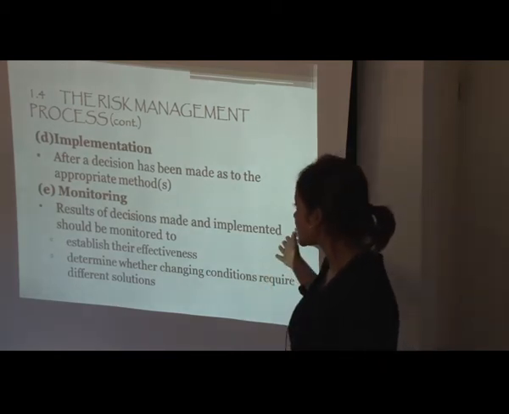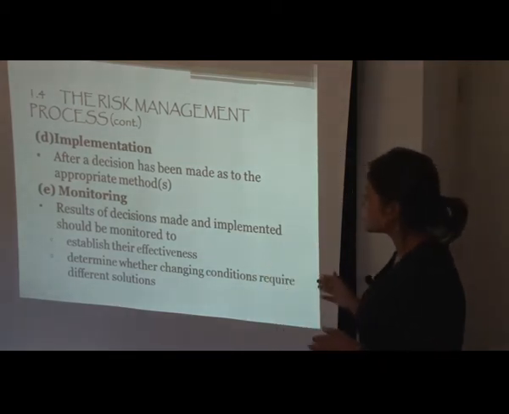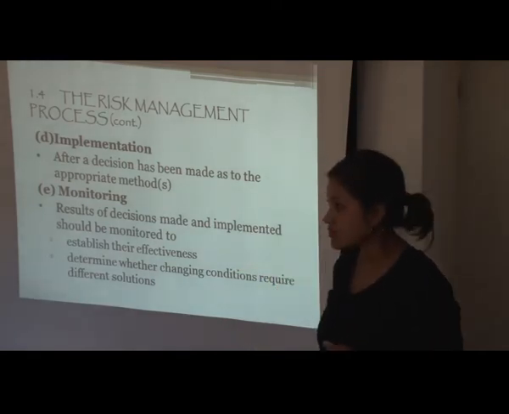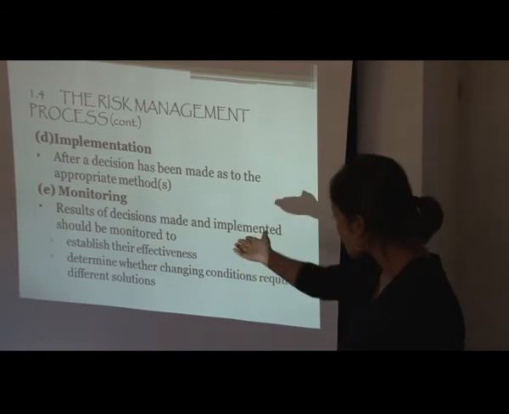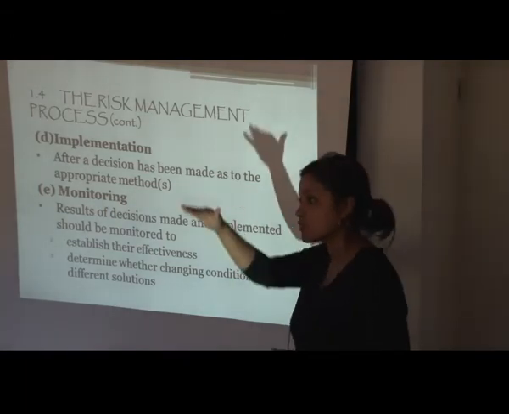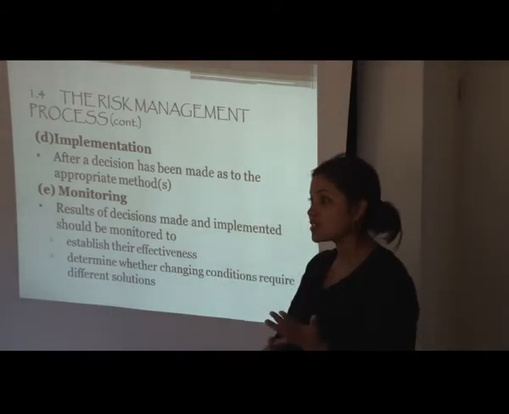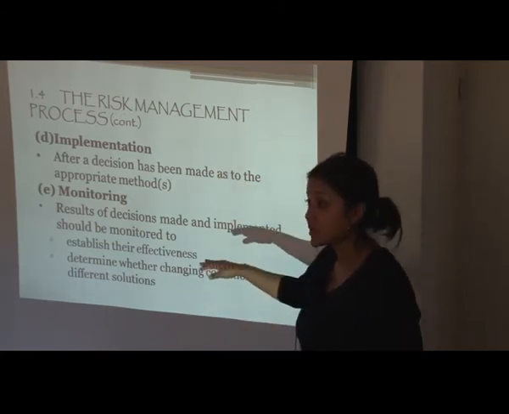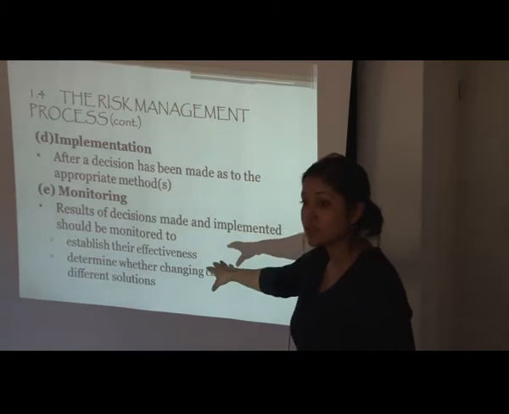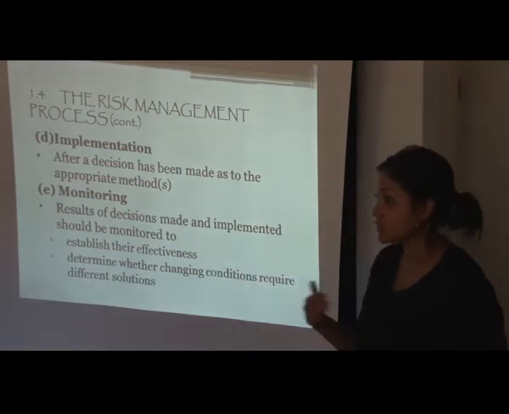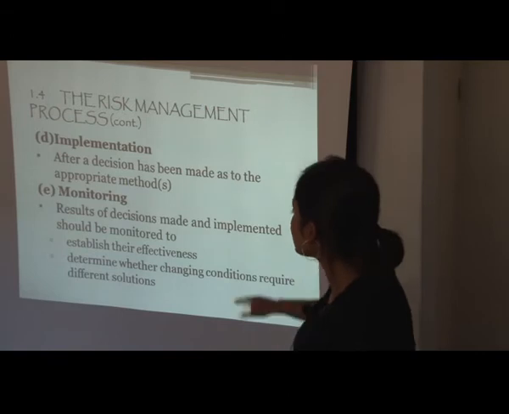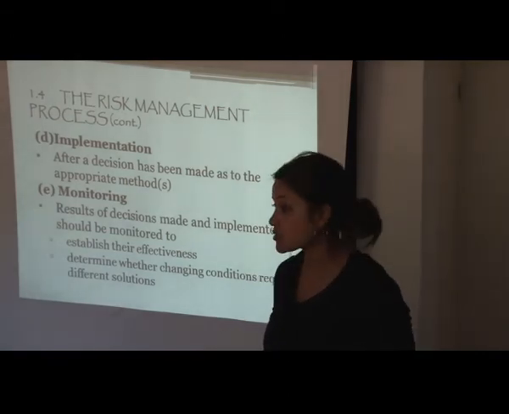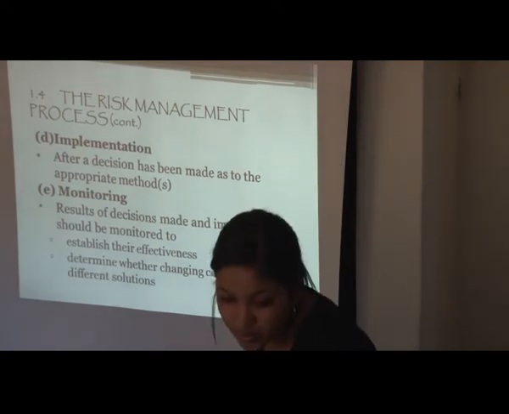And then you monitor. Results of the decision made and implemented should be monitored to establish the effectiveness. Is this venue effective? Yeah. Certainly is working, right? So there we go. We actually went through each one of the 5 steps. We identified, we measured, we controlled it, then we went ahead and implemented all very quickly, and now we're monitoring. If my students are fine, then it was the correct steps that were taken, right? And then we determine whether the changing conditions require different solutions. So far it seems fine. We can actually carry on with that.